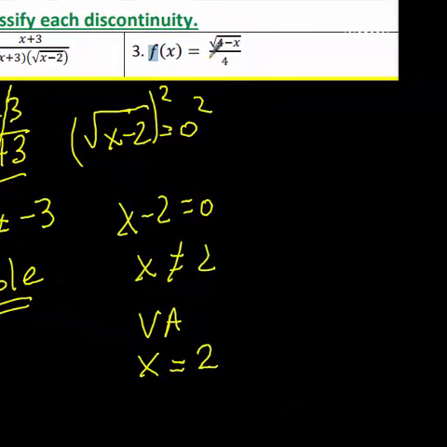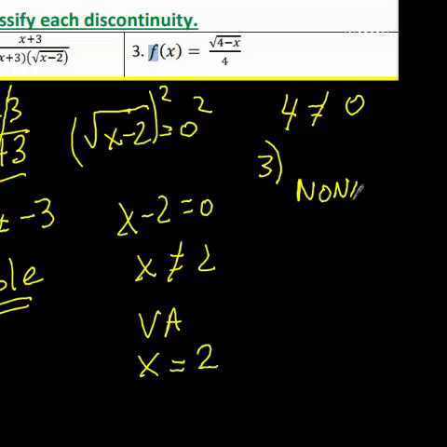All right. For problem 3 here, well, I don't care about what happens in the numerator. I only care about the denominator. Well, we know 4 can never equal 0, so that doesn't do anything. So number 3 would just be continuous, or this would be none.